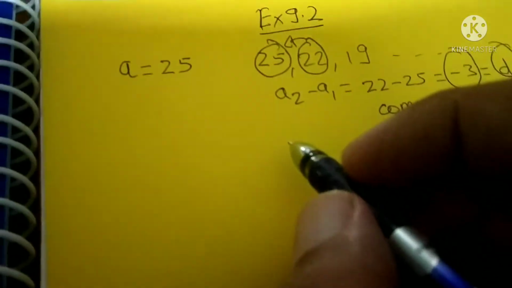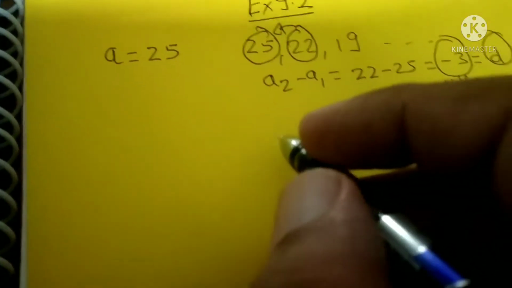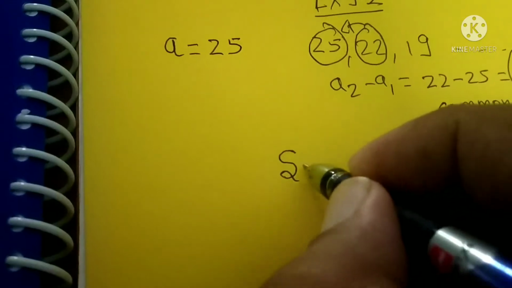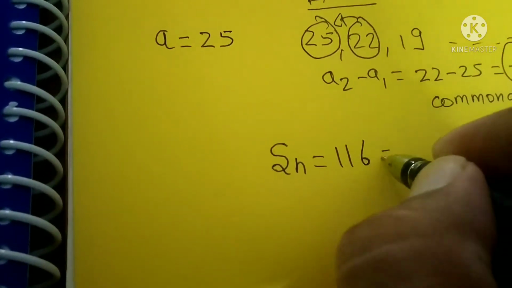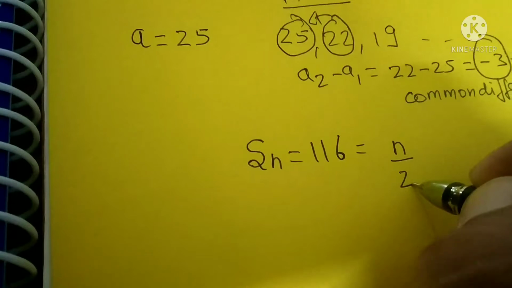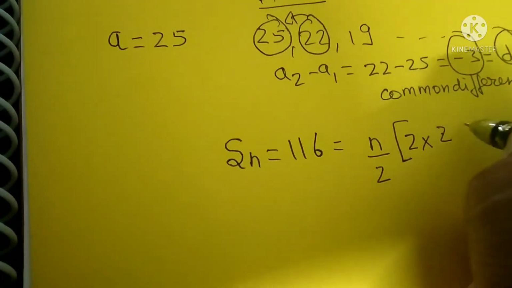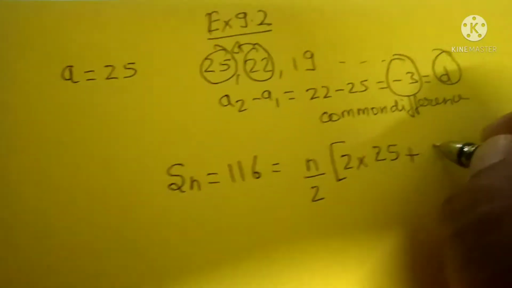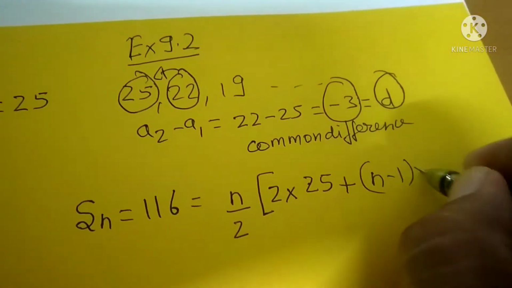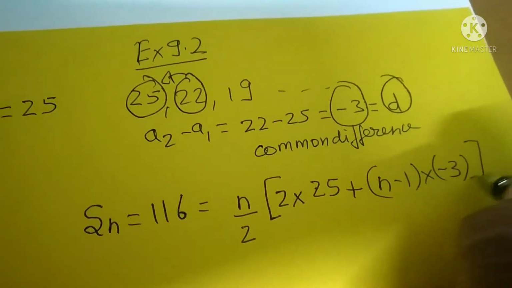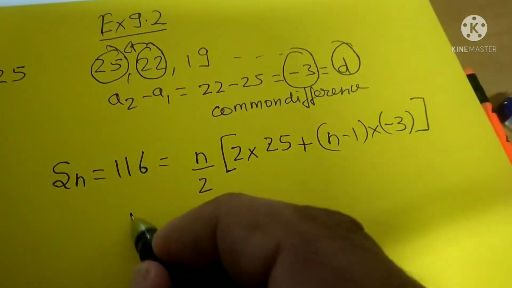If the sum of a certain number of terms of the series is given, then Sn का क्या formula होता है? Sum of the n terms, Sn. 116 is given. So Sn is equal to n by 2 into 2a plus n minus 1 into d, so 116 is equal to n by 2 into 2 into 25 plus n minus 1 into minus 3, since n is not given. So this is given. Now we have to solve it.